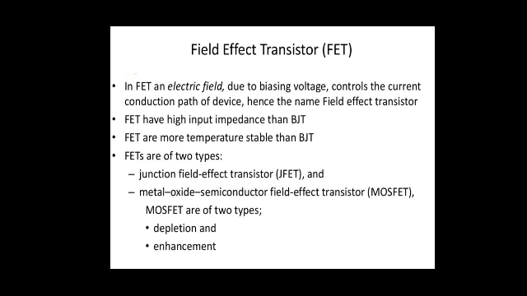There are many advantages of field effect transistors, and we will discuss them in the coming slides. As I have said, FETs are of two types: one is the junction field effect transistor, and the other is the MOSFET, that is, metal oxide semiconductor field effect transistor. MOSFETs are again of two types: depletion MOSFET and enhancement MOSFET. We will discuss them in detail.